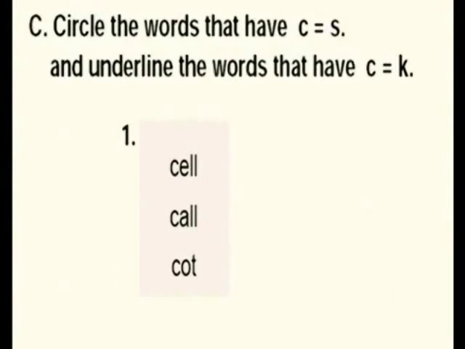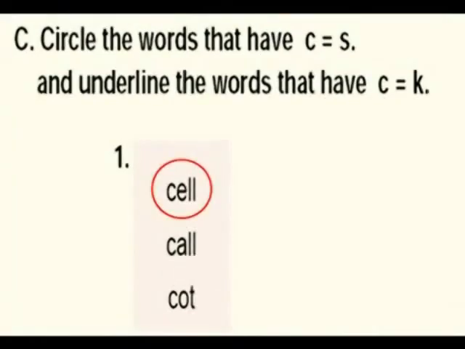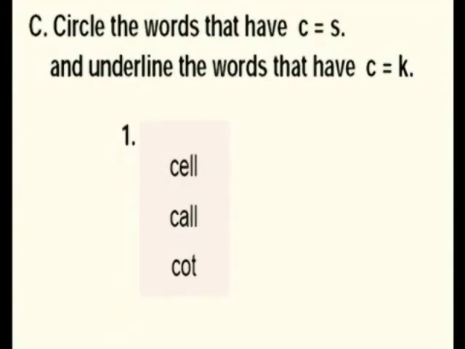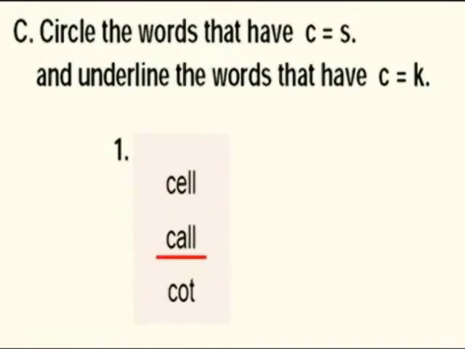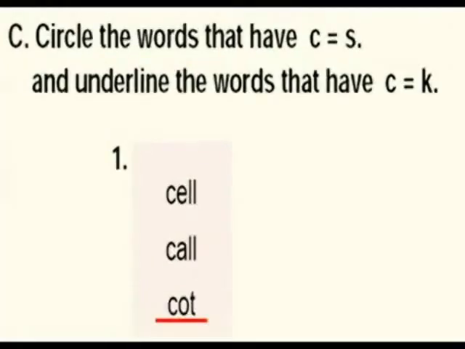Task C. You will hear words that begin with the letter C. Listen carefully and circle the words that have the sound of C as S. Underline the words that have the sound of C as K. Box 1. Cell. Call. Cut.